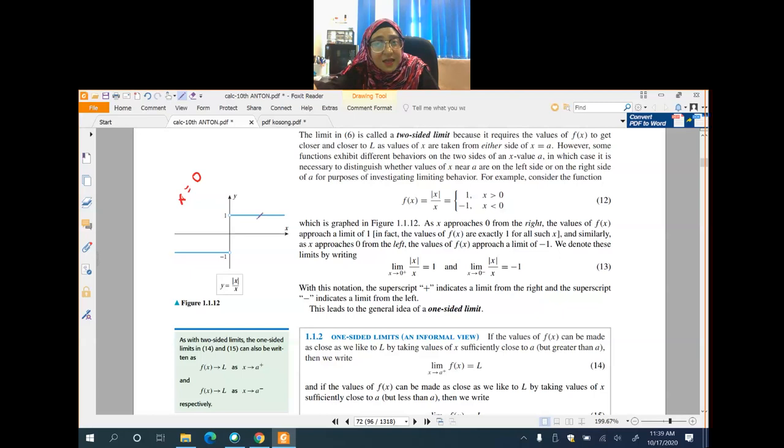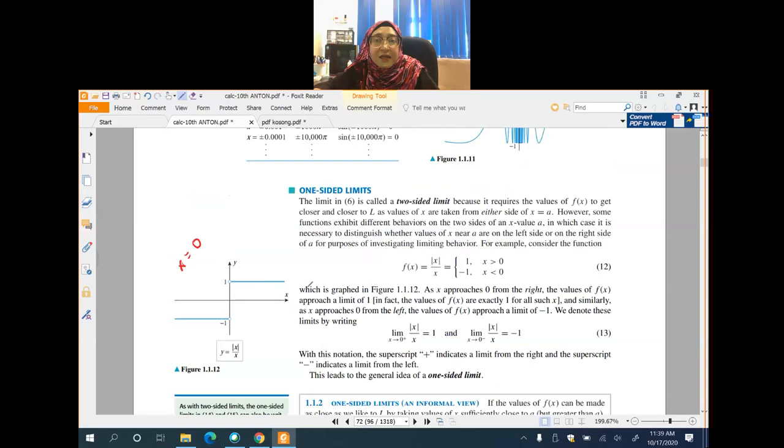No. Not because it exists. The limit from the right and from the left are not the same. If they are the same, then the limit exists. If they are not, then it doesn't exist. Okay? So for this one, it doesn't exist. So the conclusion is the limit of f as x tends to 0 does not exist. DNE. Okay?